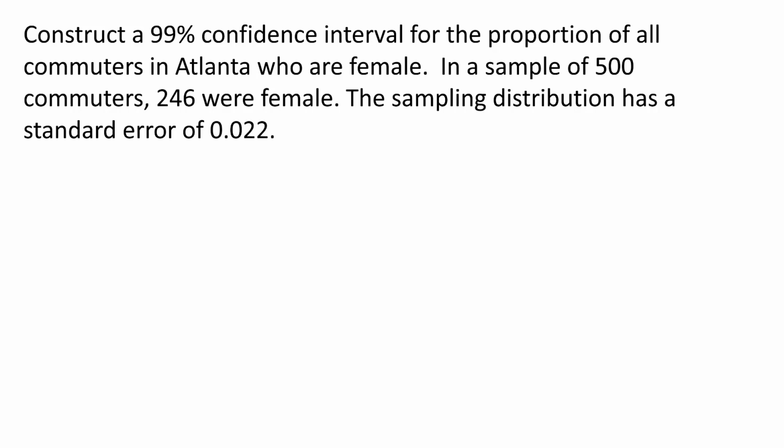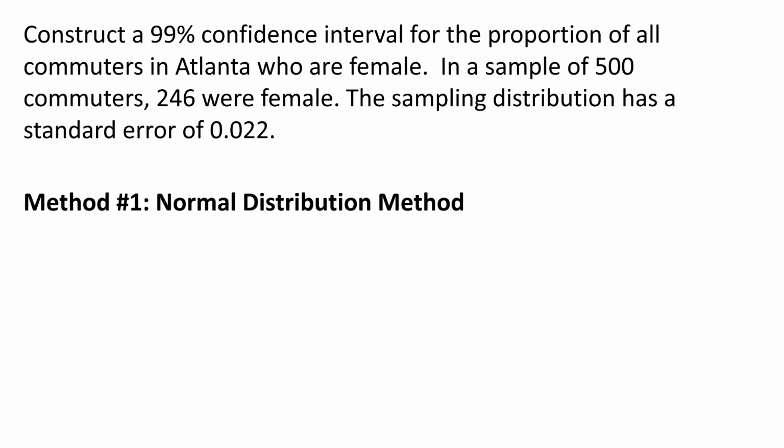We are going to construct a 99% confidence interval for the proportion of all commuters in Atlanta who are female. In a sample of 500 commuters, 246 were female. The sampling distribution has a standard error of 0.022.